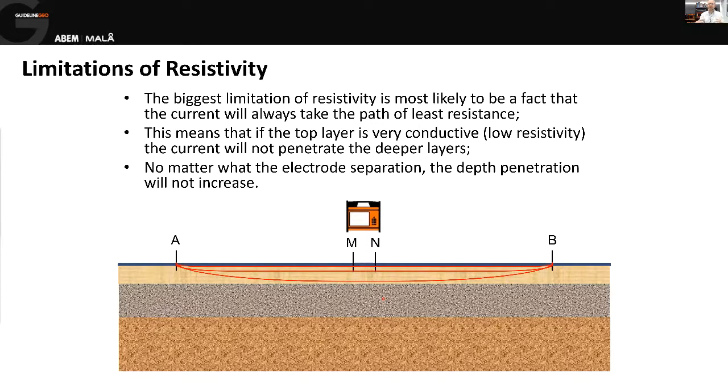That effect remains even if we spread our electrodes further apart and try to force the current deeper in the ground, or even if we turn the power up and actually put more current in. What happens is that the majority of it still stays in that top surface.